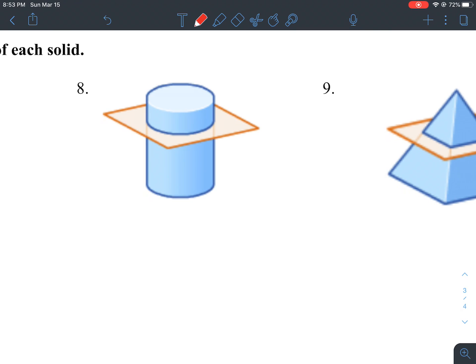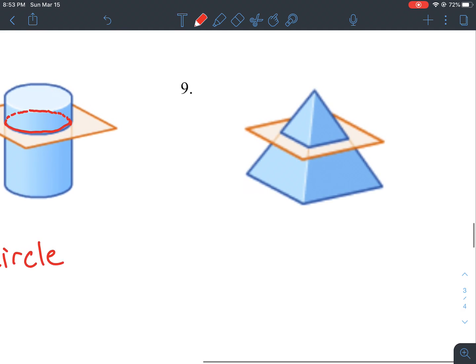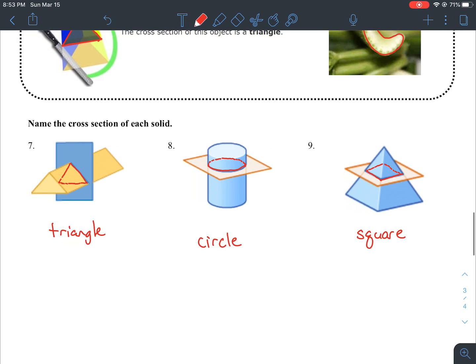If we were to slice sideways through a cylinder, we would see something that looks like this, and that would be a circle. That would be what the inside of the cylinder looks like when we cut it that way. And lastly, we have our pyramid, where if we were to cut it sideways, we would see something that looks like this, and that would be a square. Okay? So cross-sections are the two-dimensional shape that we would see if we were to cut through the three-dimensional shape and see what's left inside.